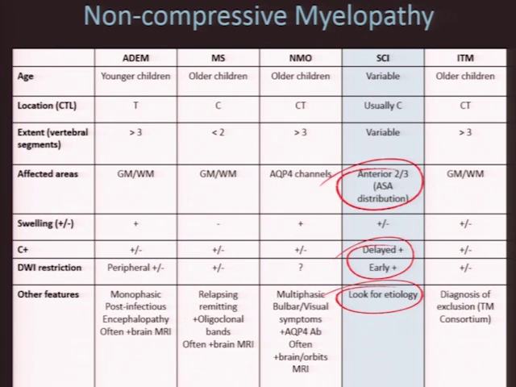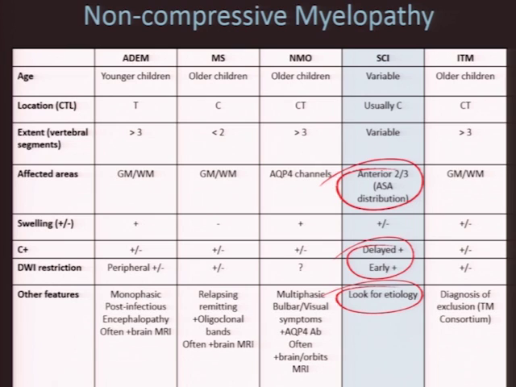So looking at these discriminators, the part of the cord that's usually going to be affected is the anterior 2/3, or the anterior spinal artery distribution. Now, the diffusion imaging in this case could be helpful because we should have early diffusion restriction, just the way we do in the brain. And if you image in delayed fashion, you should see enhancement due to breakdown of the blood-brain barrier, just the way you would see a subacute infarct in the brain.